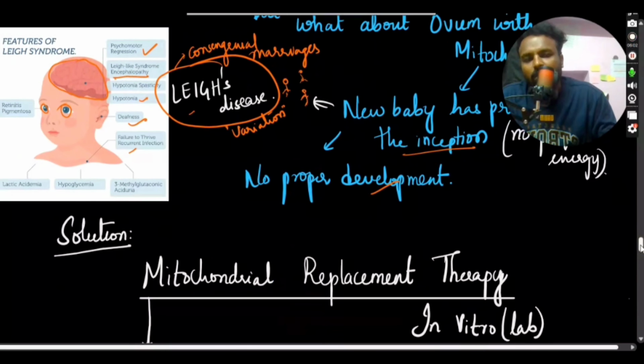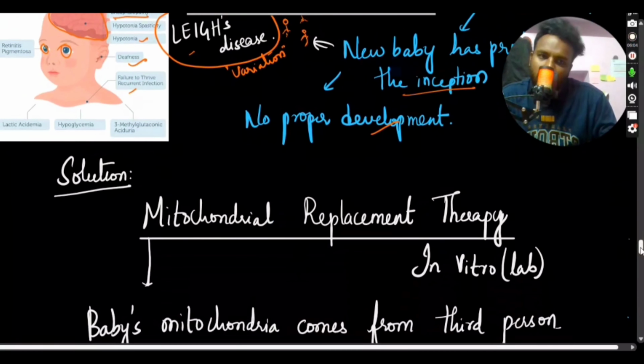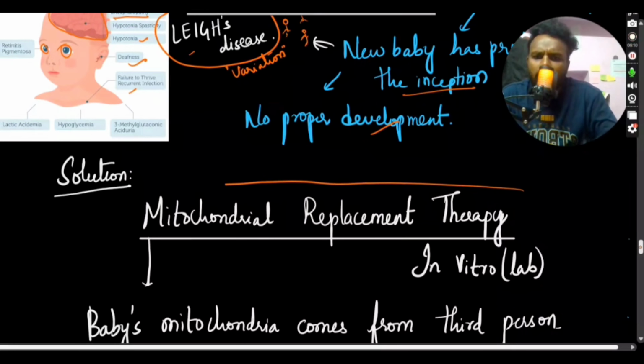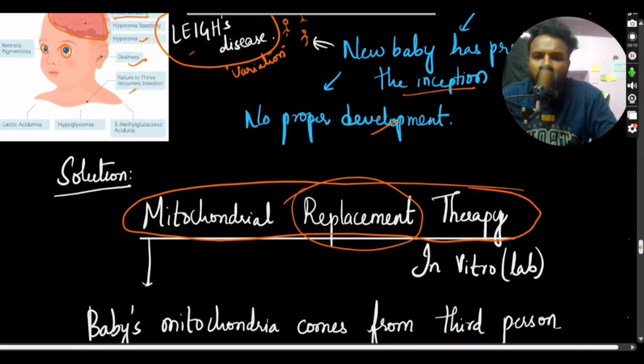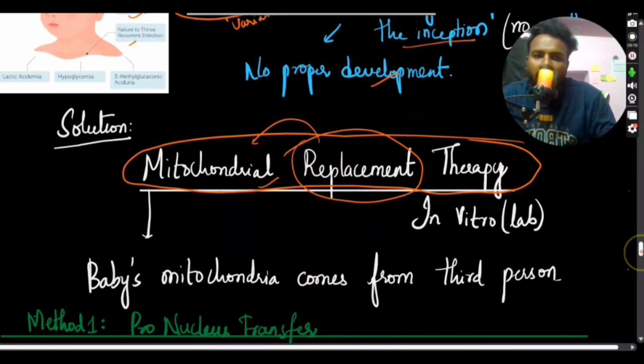So is there any possible solution to avoid this? The possible solution is nothing but prevention is better than cure. One of the solutions is mitochondrial replacement therapy. The name itself says to replace the problematic or defective mitochondria which is there in the mother. And where will we be doing it? We'll be doing it in the lab. It is called in vitro, right?